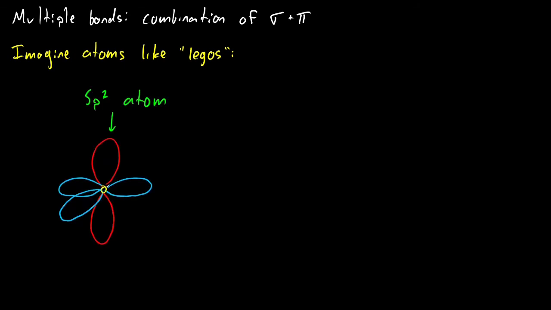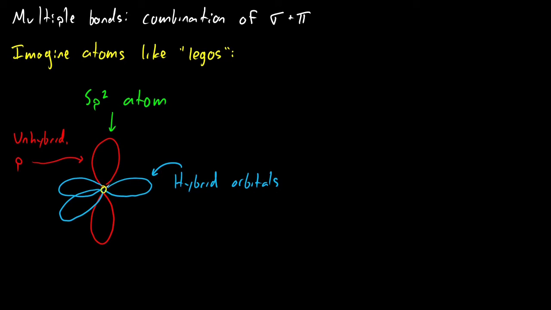For example, this is what the orbitals look like for my sp2 hybridized atom. The hybrid orbitals I've shown here in blue. These are my three sp2 hybrid orbitals oriented in a trigonal planar geometry with 120-degree angles. The red is my unhybridized p orbital.